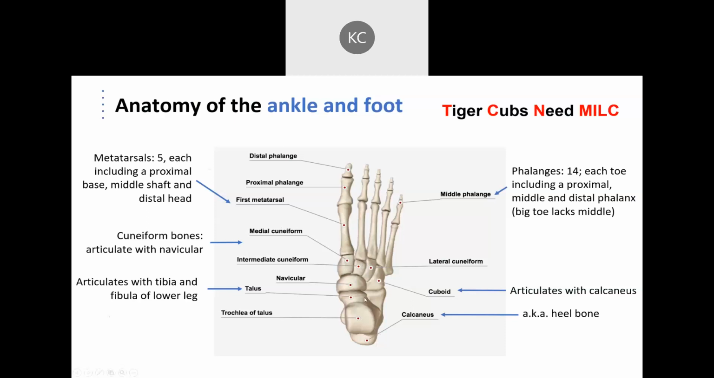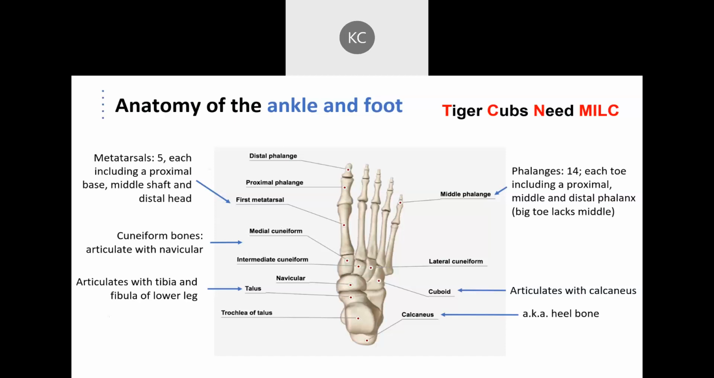Okay, so the bones that make up our ankle region. This mnemonic is tiger cubs need milk, except you have to spell milk M-I-L-C. The T in tiger stands for talus. That's the first one that forms our talocrural joint with our tibia. The cub C is calcaneus.